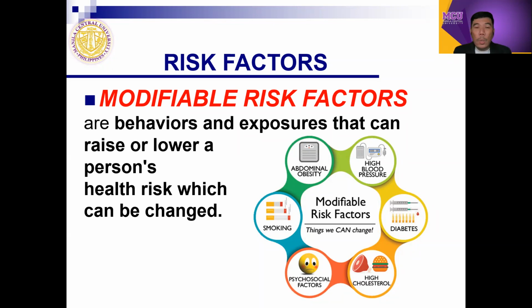So, tulad nitong sir, bakit modifiable risk factors ang abdominal obesity? So yung tinatawag nating abdominal obesity, kasi meron tayong tinatawag na visceral at saka adipose tissues. Ang visceral tissues po ay those tissues that cover internal organs. So outside the visceral tissues, we have adipose tissues.